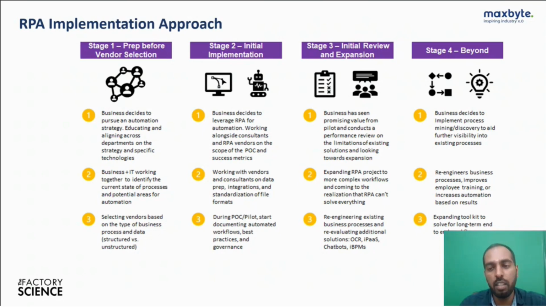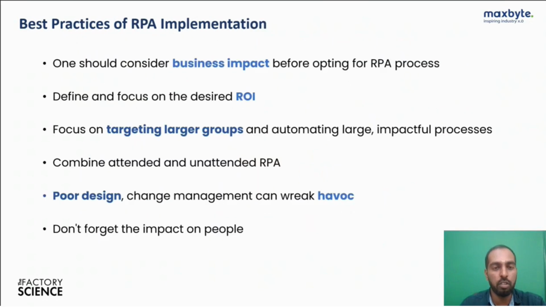So the final stage will be to implement the full process. So with integrating various applications, how we are going to improve the employee trainings or automate the process based on the existing RPA result. So these are the four stages of RPA implementation approach. So some best practice to implement RPA implementation.